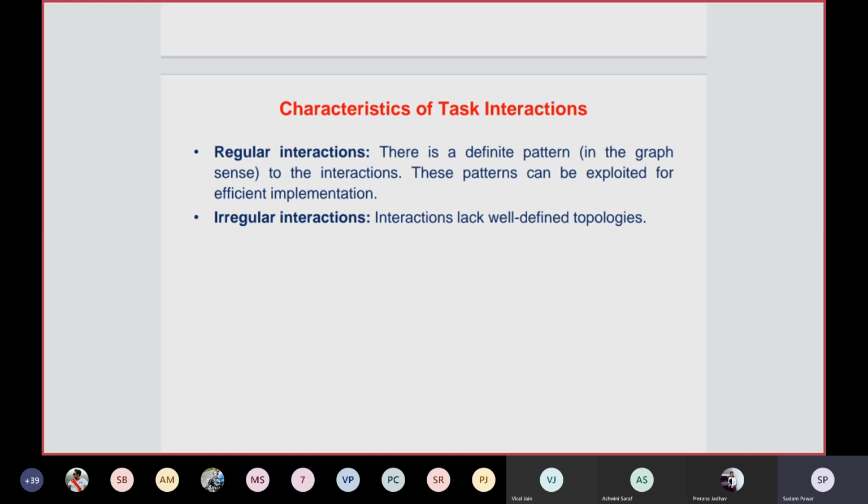Then irregular interactions, where interactions lack well-defined topologies, that is, task interactions where there is no fixed or definite pattern of the interaction. A pattern may have a certain rule, for example, at a time 1 KB of data will be received or sent, and a time duration also. That comes under the definite pattern, that is the regular interaction, but this is not present in irregular interaction.